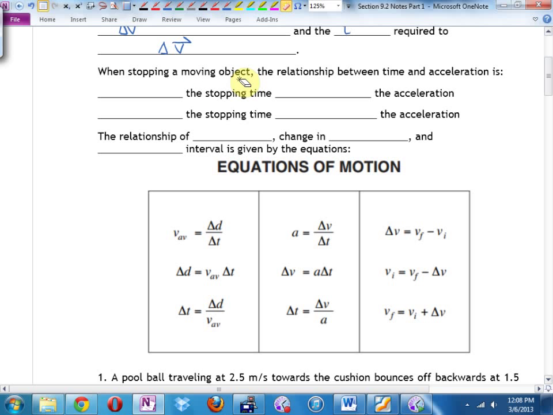So, based on this up here, when you're stopping a moving object, when you're bringing an object to a stop, the relationship between time and acceleration is, okay, here's time. Here's acceleration. Is acceleration on the bottom or on the top of this fraction? Bottom. If I put a bigger number on the bottom, what will happen to time? Or, let's look at acceleration. If it takes me longer to slow down, what happens to my acceleration?